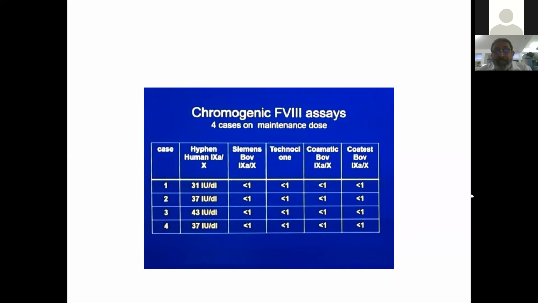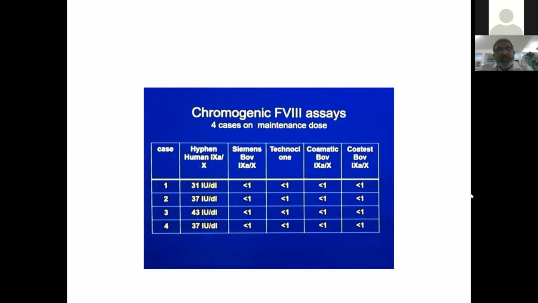In fact, Ecl clone is half bovine, half human, but again, it was not able to reflect the emicizumab activity. So Siemens, Coamatic, Coates, these are commonly available in our country, but Hyphen, you have to contact them directly and obtain it directly. And Rossix also, not difficult. They have some preferred vendors in India, and they do use them to sell these products.